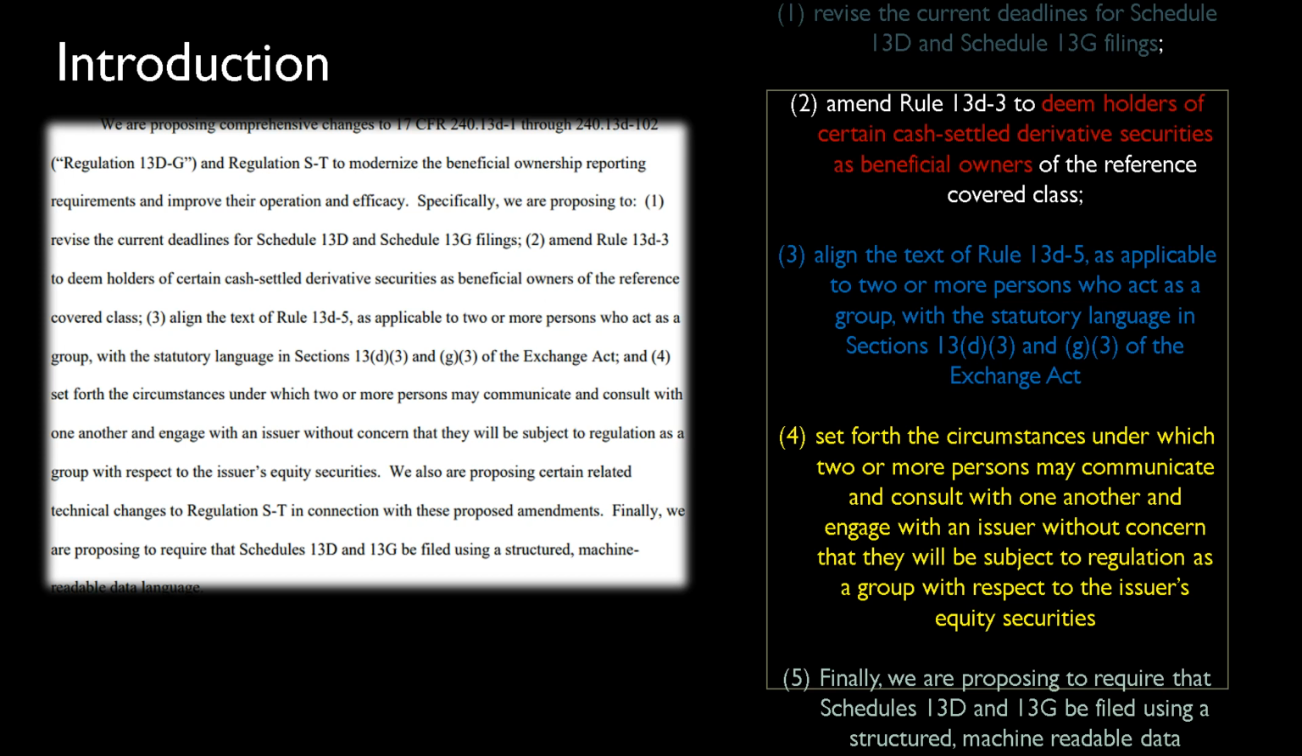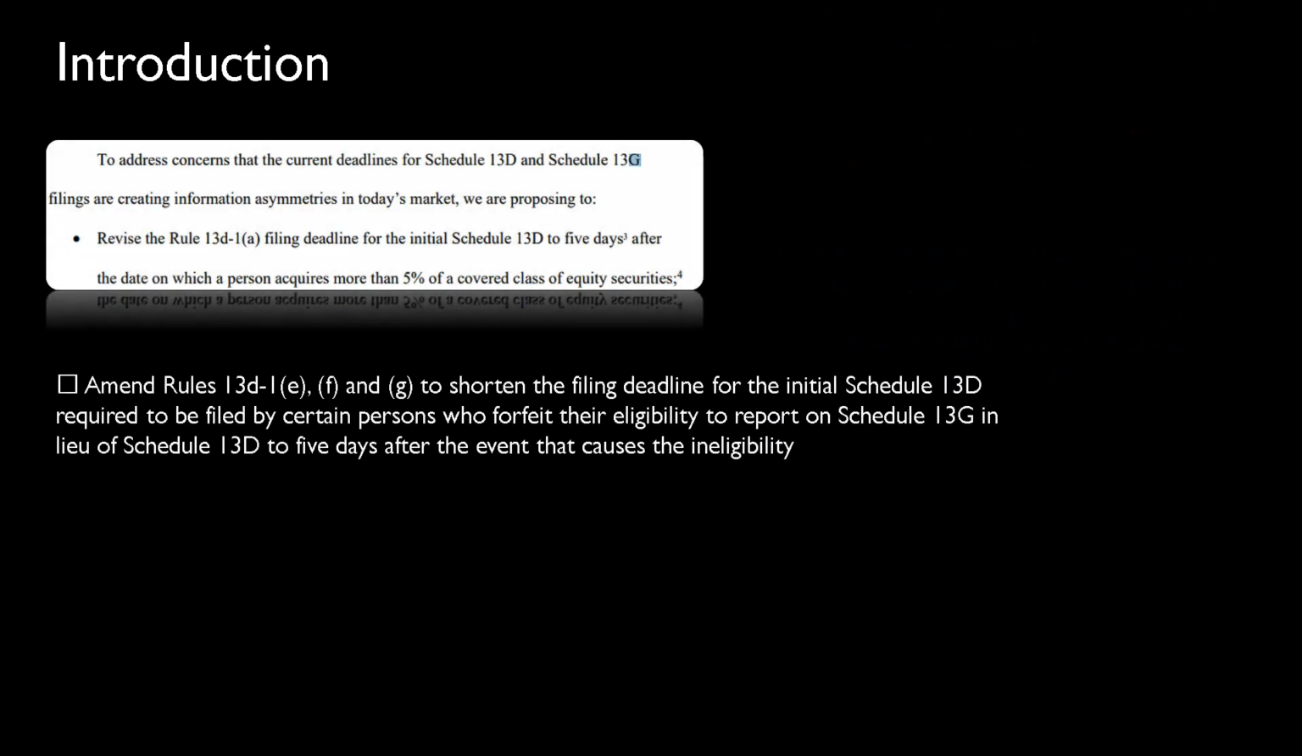Okay, so to address concerns that the current deadlines for Schedule 13D and Schedule 13G filings are creating information asymmetries in today's market, we are proposing to revise the Rule 13D-1, Paragraph A, filing deadline for the initial Schedule 13D to 5 days after the date on which a person acquires more than 5% of a covered class of equity securities.